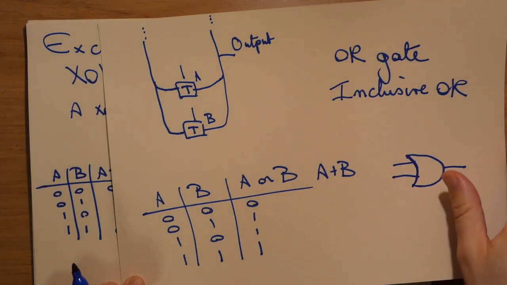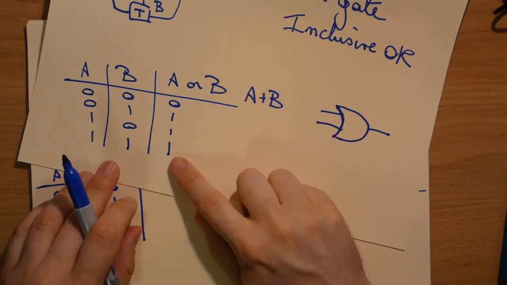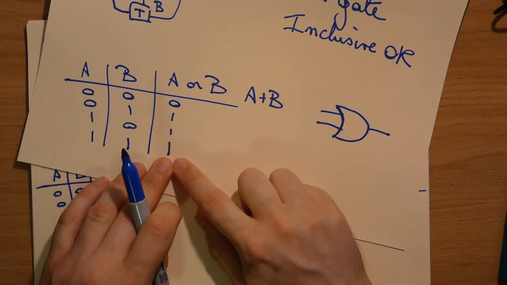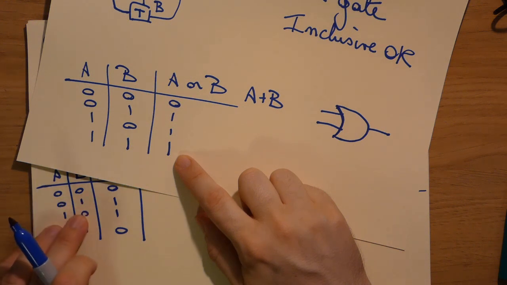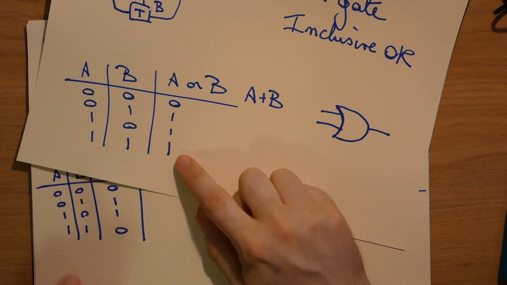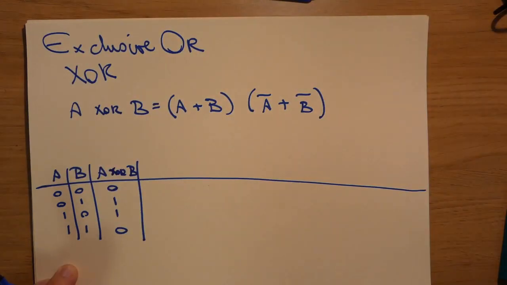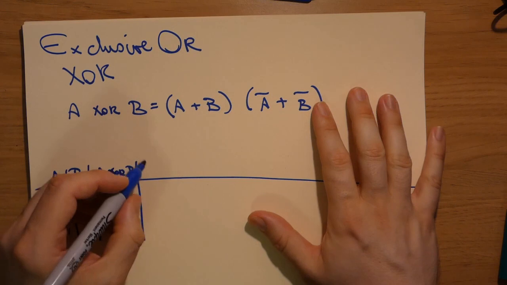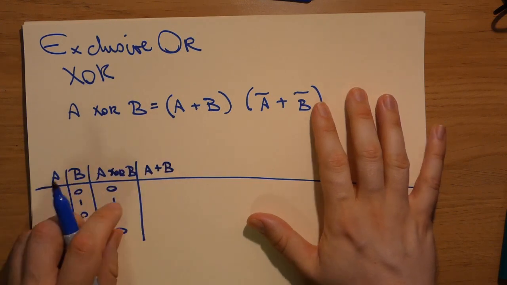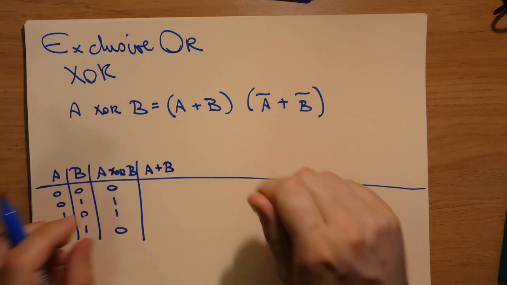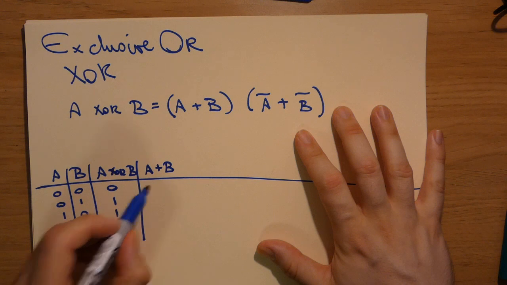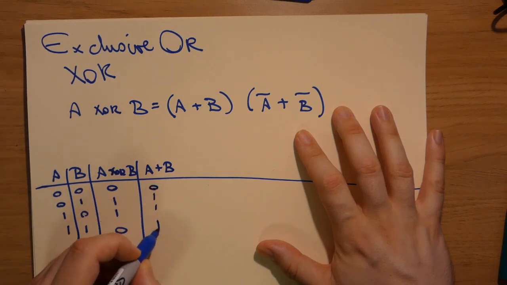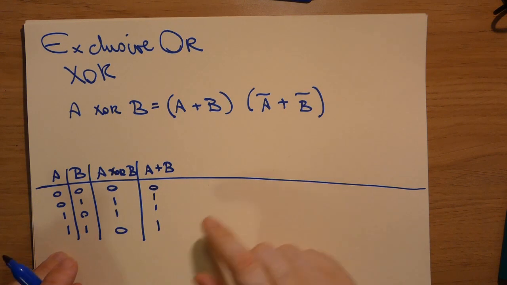So if I compare this with the inclusive OR, if they were both turned on, then the output was 1. Here, if they're both turned on, the output is 0. Only if strictly one of the two is turned on, then my output is 1. So what if I have A plus B? A plus B is the OR. So that would be the OR.